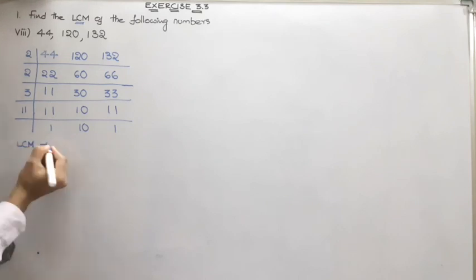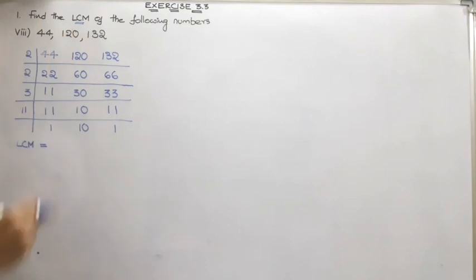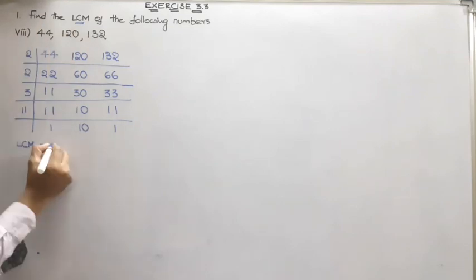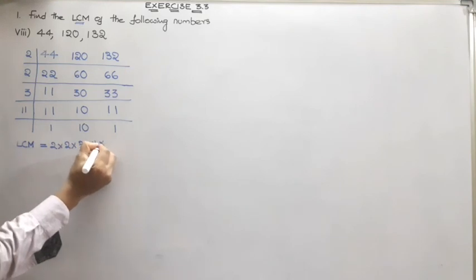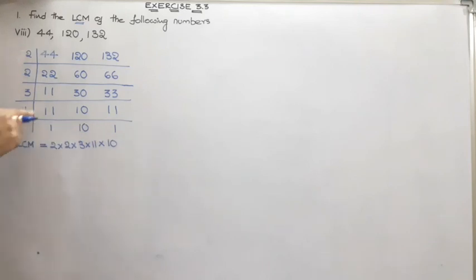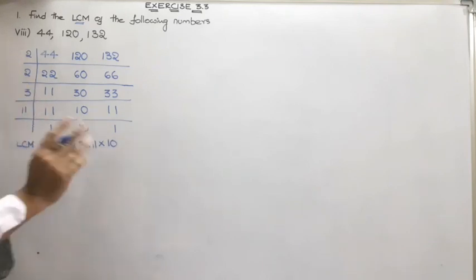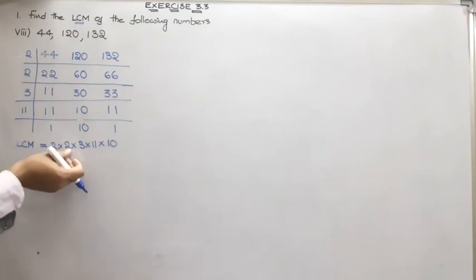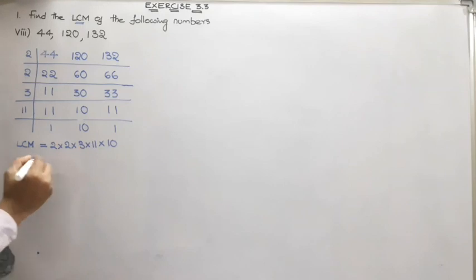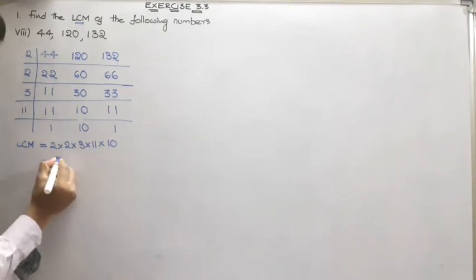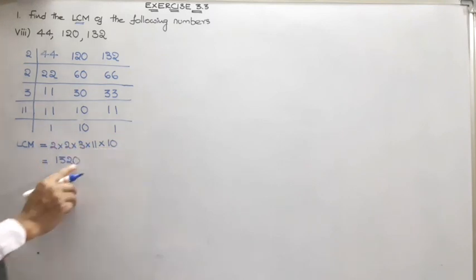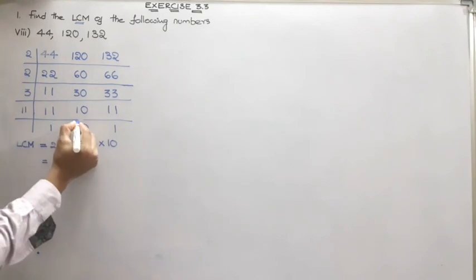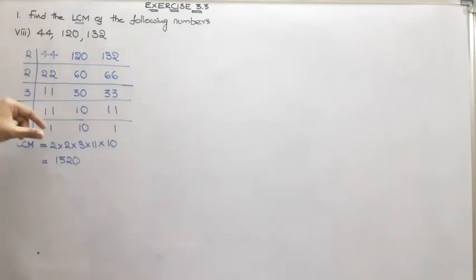Now, what is the LCM then? LCM of 44, 120 and 132 is equal to these factors. That means 2 into 2 into 3 into 11 into 10. As we are done with these factors, I am just using this one, so 10. Now the product is 2 fours are 8, 12, total we are going to get 132 into 10, 1320. 12 11s are 132, 132 into 10, 1320. Hope you are following, children. The same method I am going to implement for the next problem also. You please check the board carefully.